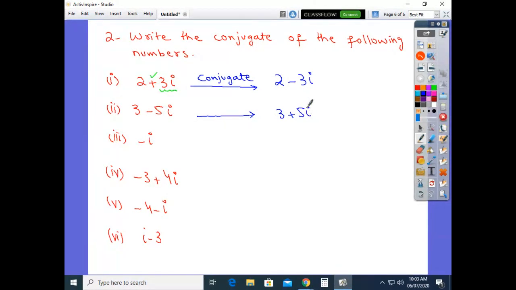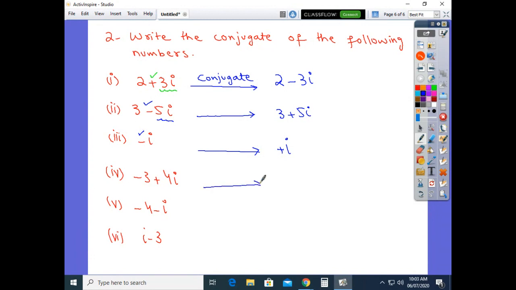Here we see that the value of iota contains a negative sign. Now we change it into a positive sign. Here we only have a value of iota, which is a pure complex number. We change the sign of iota. Here the sign of iota is negative, we change it into a positive.